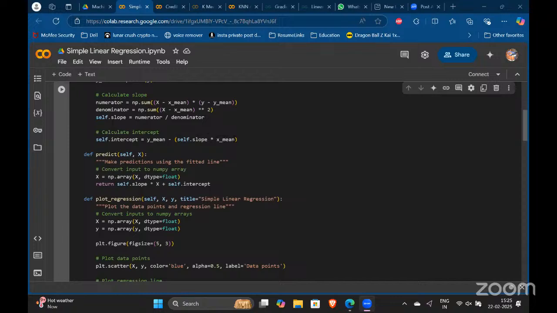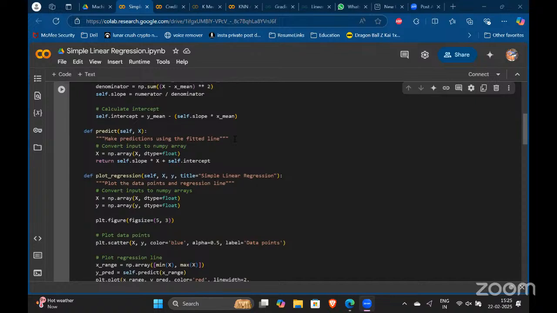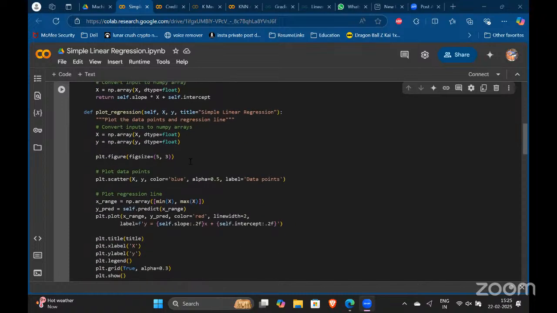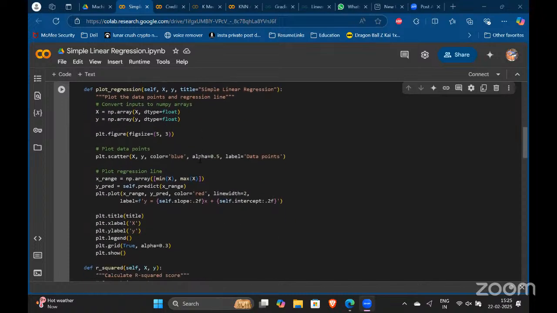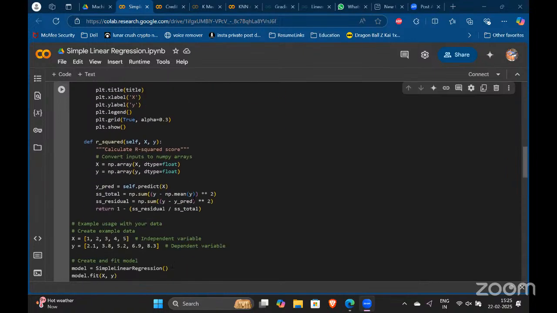So x mean is nothing but the mean of the data that we have. I have taken 5 values, so out of all the 5 values, we'll be taking the mean of x and the mean of y. Mean is nothing but the average. Now we'll try to predict the data. Here it will take the x values, which is the trained value, and then we'll return the slope into x plus intercept. And this goes into the plotting of data, and this is the r squared value.